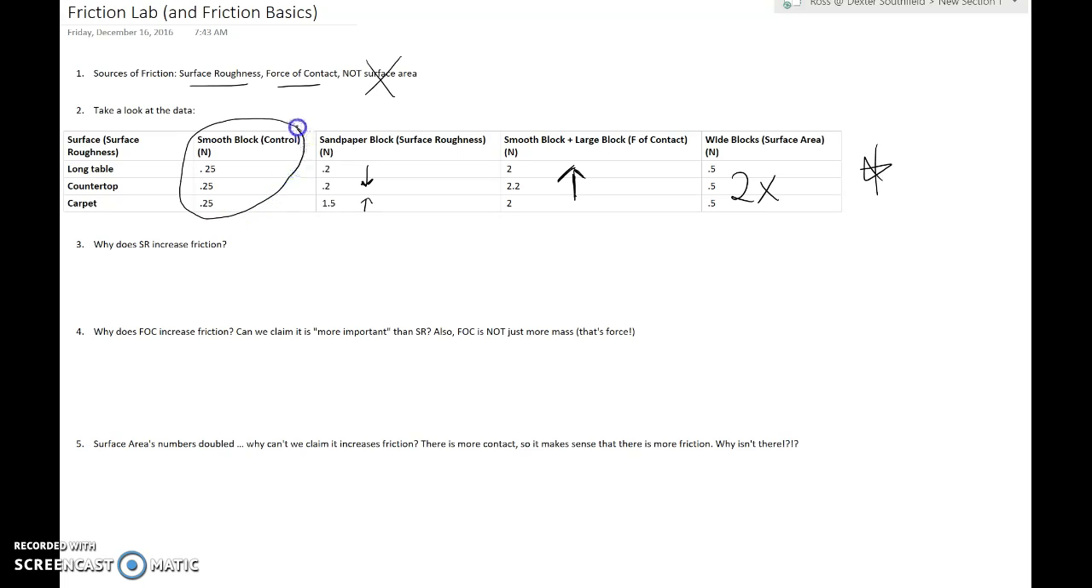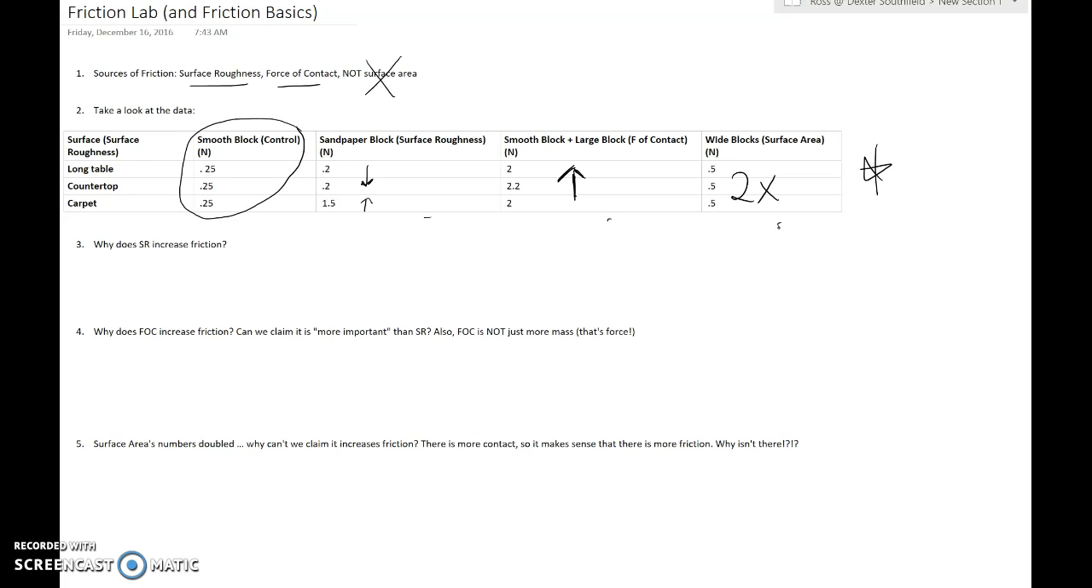Remember, our control is our comparison. It's what you start with before you start adding in the independent variables, right? These are 3 separate independent variables that we test on their own. We test them against the smooth block to find out if there is a change, right? If there's a change from quote-unquote normal.